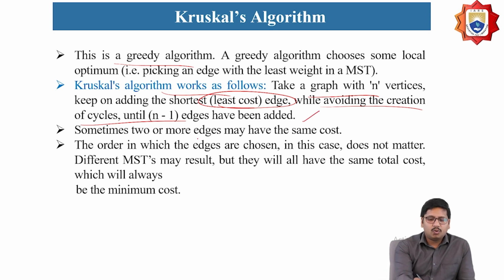Sometimes two or more edges have the same cost, and the order in which the edges are chosen in this case doesn't matter. A different spanning tree may result, but they will have the same total cost, which will always be the minimum cost.